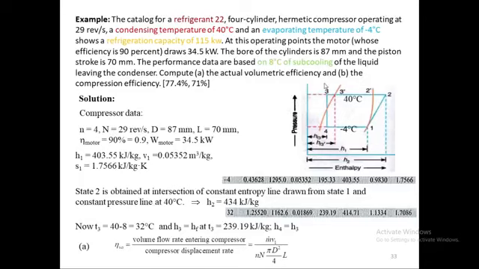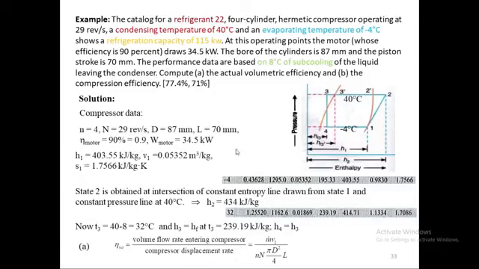Compute A, the actual volumetric efficiency, and B, the compression efficiency. So actual and isentropic efficiency, that's what we need to calculate. Compressor data: N is 4, the number of cylinders, 4 cylinders; n is the rotation per second, which is 29; D is the diameter of the cylinder, which is 87 millimeter bore, and stroke is 70 millimeter. So eta motor is given as 90% or 0.9.